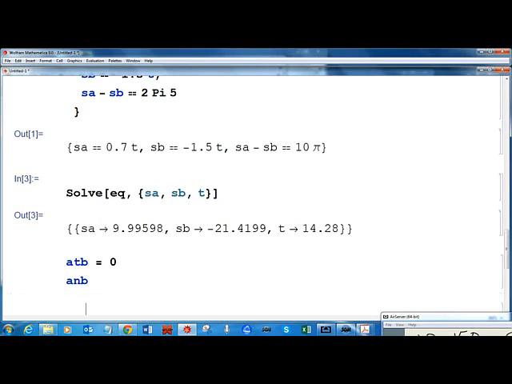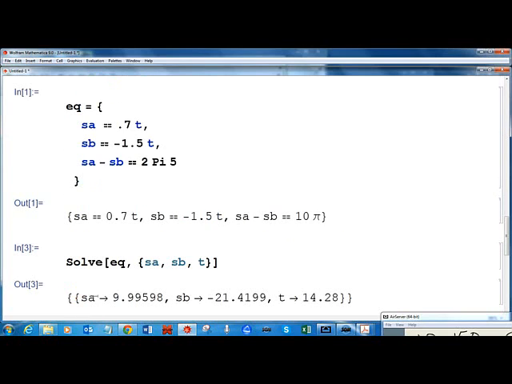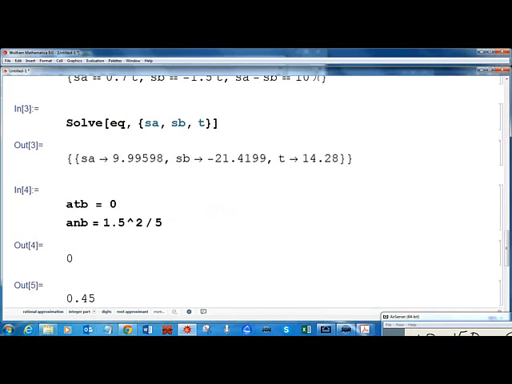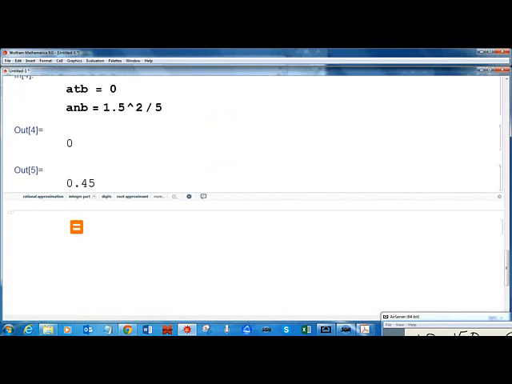What's the formula for the normal? V squared over the radius. So it's speed squared. Isn't the speed of B 1.5? Okay, 1.5 squared divided by the radius of curvature, which was 5. And bang. So what's the magnitude of acceleration? 0 squared plus 0.45 squared, square root, 0.45.